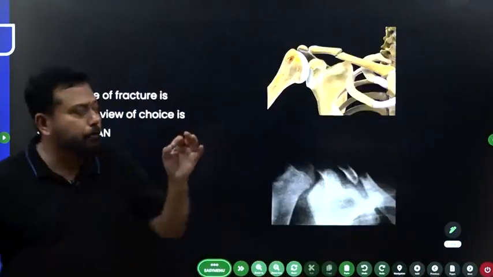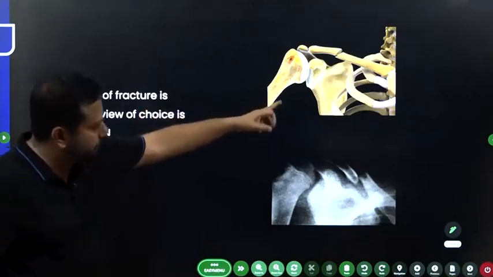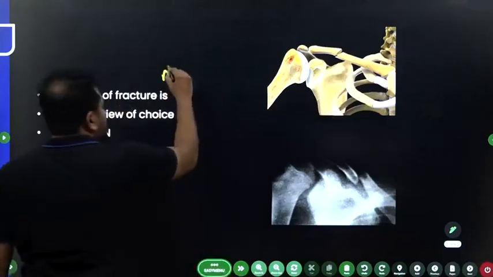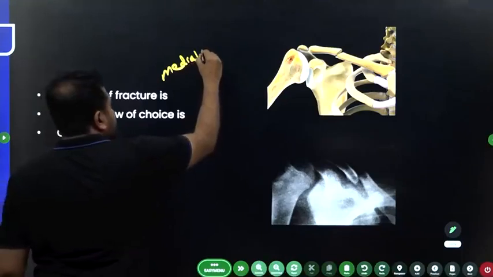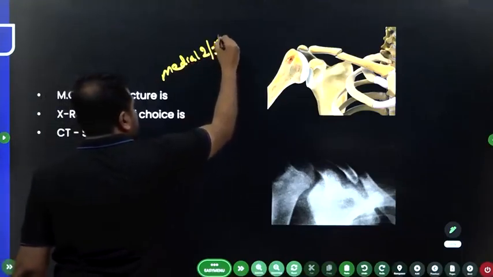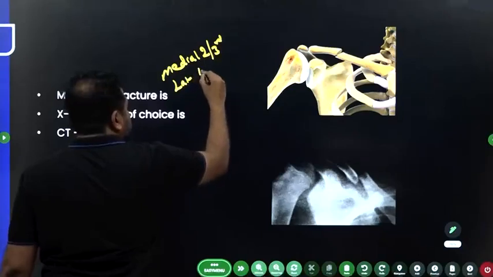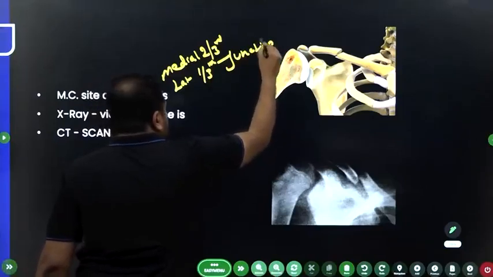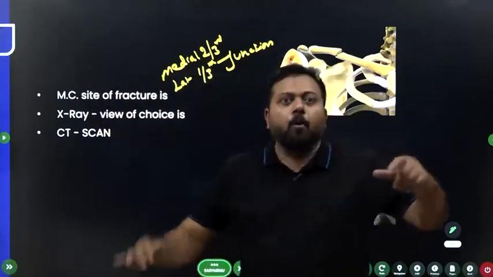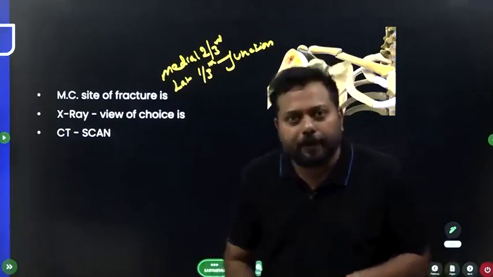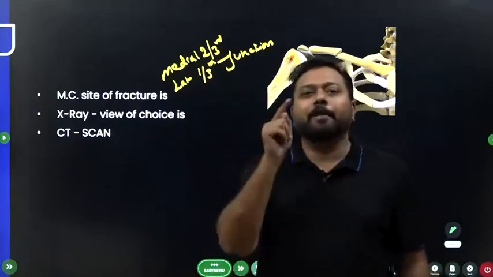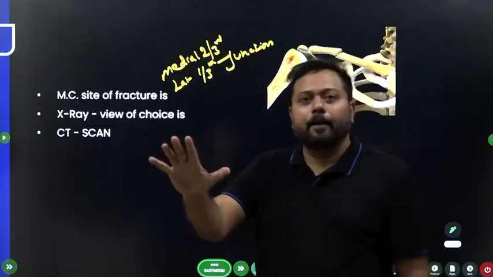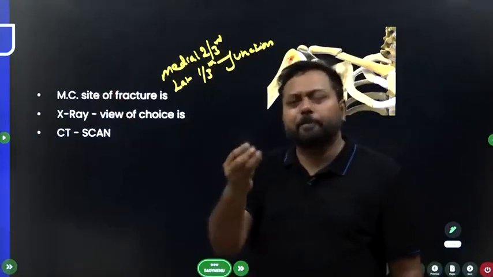Most common site of fracture clavicle, see the real osteology picture. Most common site is the junction of medial 2/3 and lateral 1/3. To my knowledge, this is the most frequently asked MCQ in fracture clavicle. Most common site of fracture clavicle, medial 2/3, lateral 1/3, junction. Very, very simple thing.